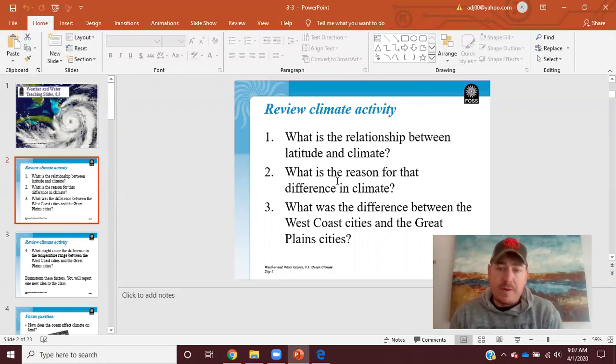And what was the difference between the West Coast cities and the Great Plains cities? Well, we knew that the West Coast cities had a general similarity in climate all throughout the year. A little bit warmer in the summer, a little bit cooler in the wintertime, but not as drastic as the Great Plains cities. So the temperature ranges were much different. It was a much larger range in the Great Plains cities than it was in the West Coast cities.